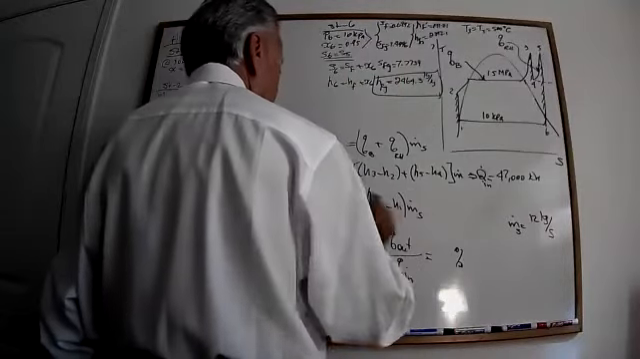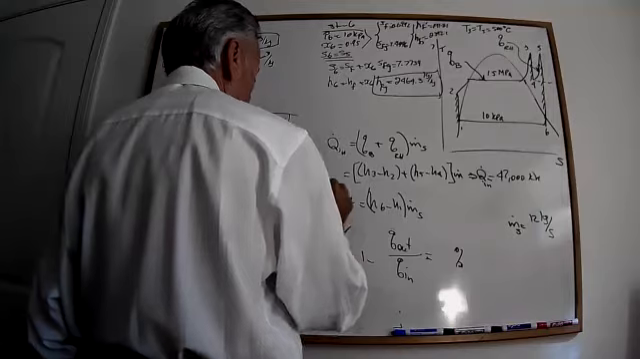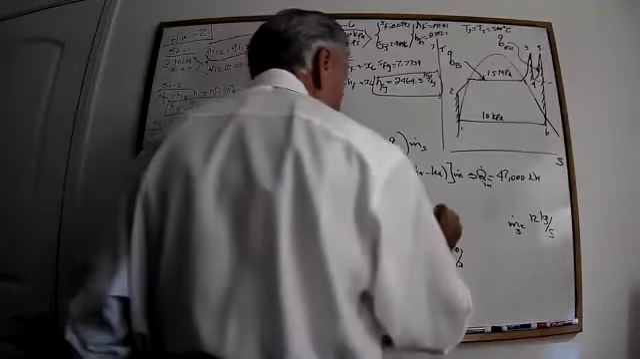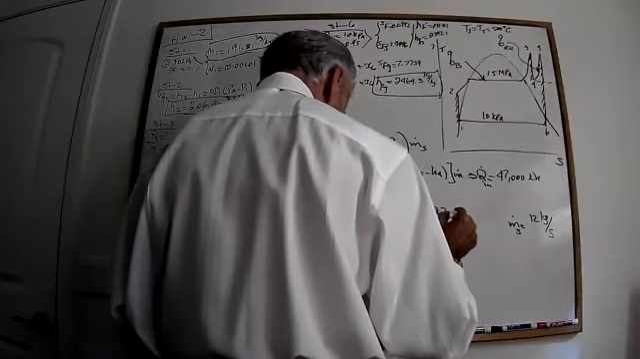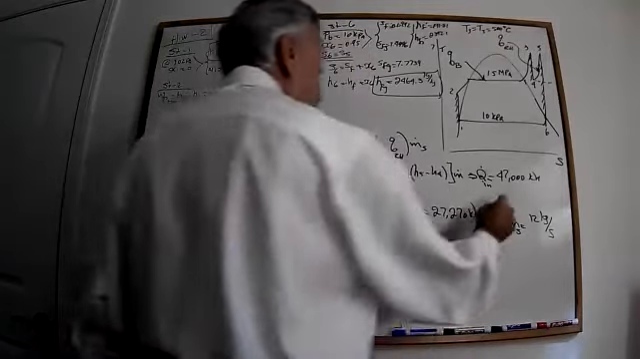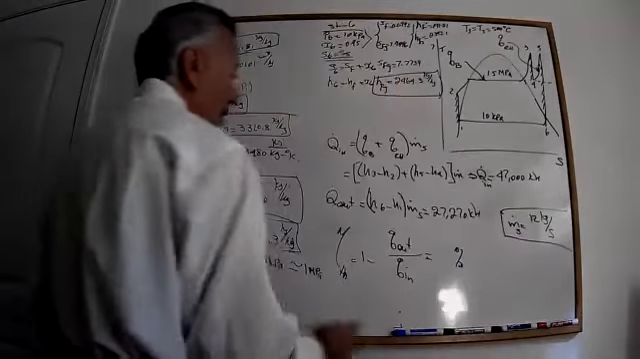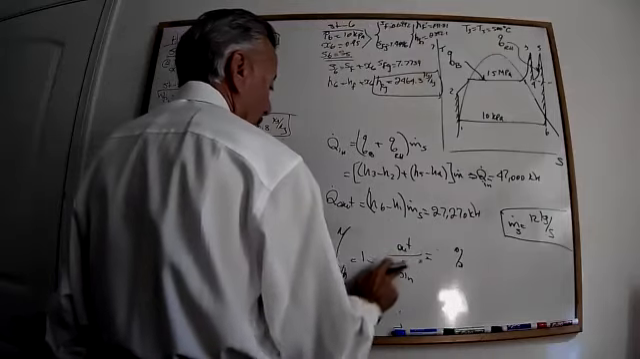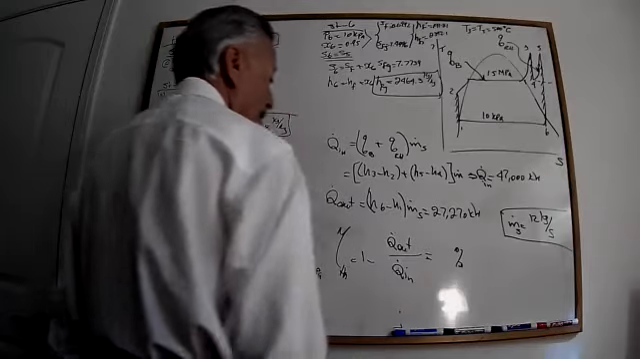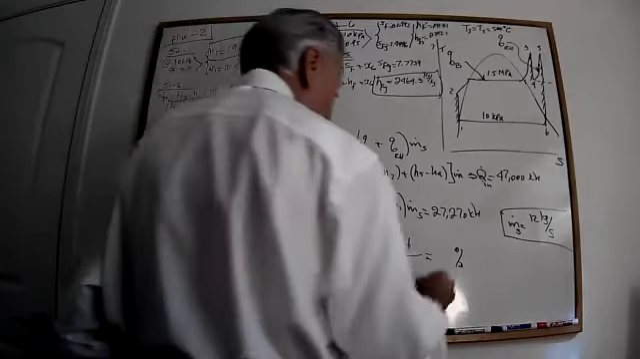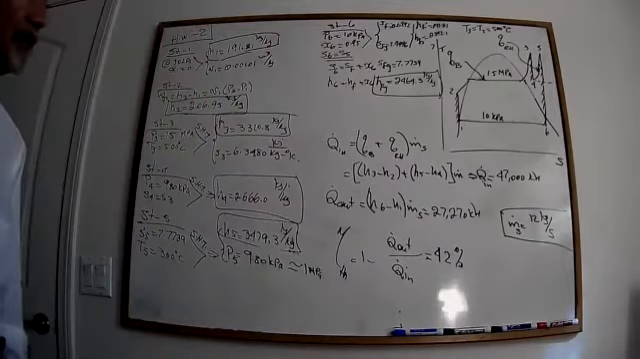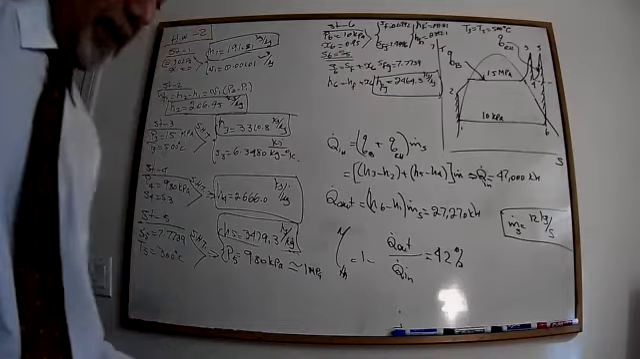So in this case, our Q out becomes 27,270 kilowatt. Now, this time we have Q out over Q in, and this becomes 42%. That's the thermal efficiency. Any questions?